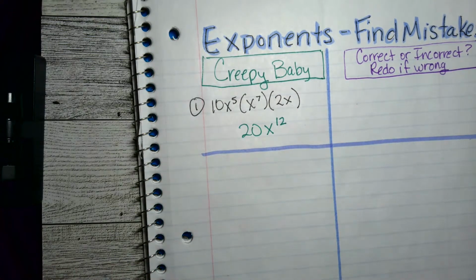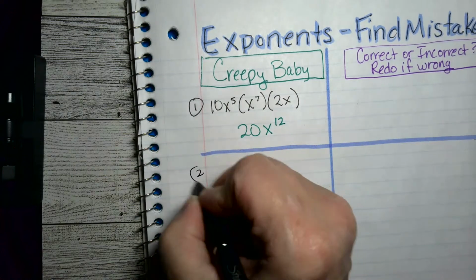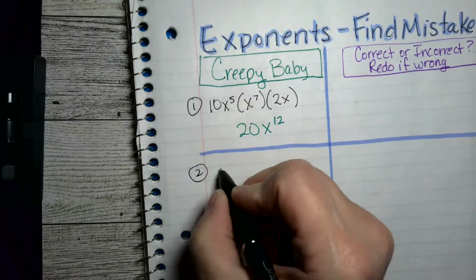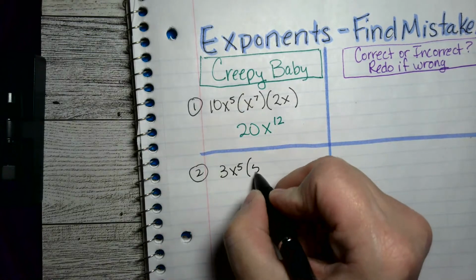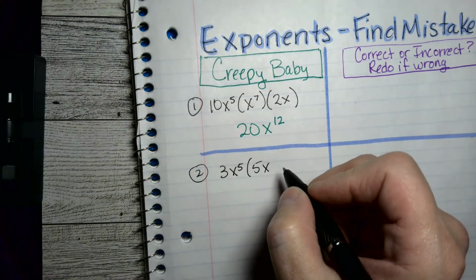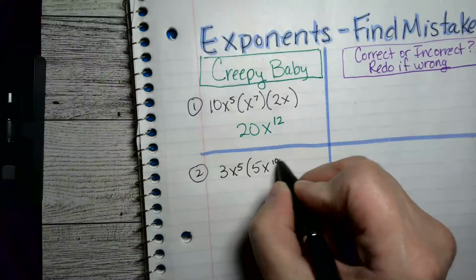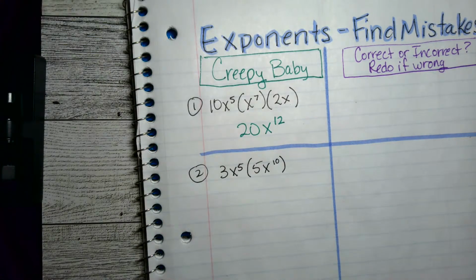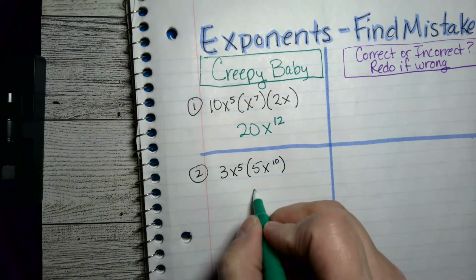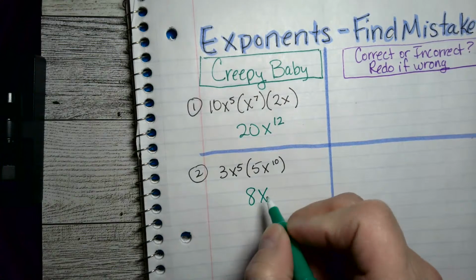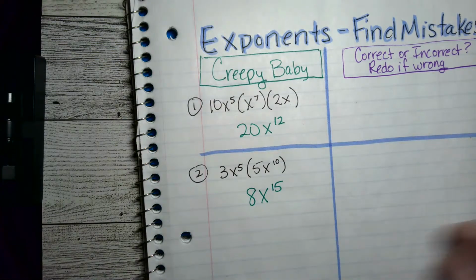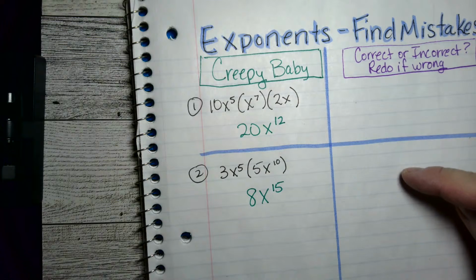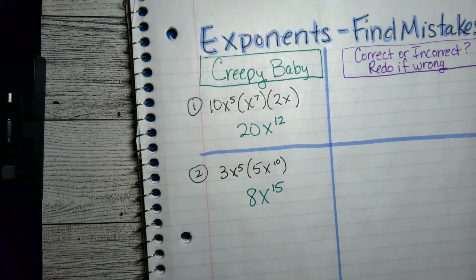All right, number 2. 3x to the 5th times 5x to the 10th. And the answer she gave me was 8x to the 15th. Is that right? Or is that wrong? You make the decision. If it's wrong, you have to redo it over here on this side.